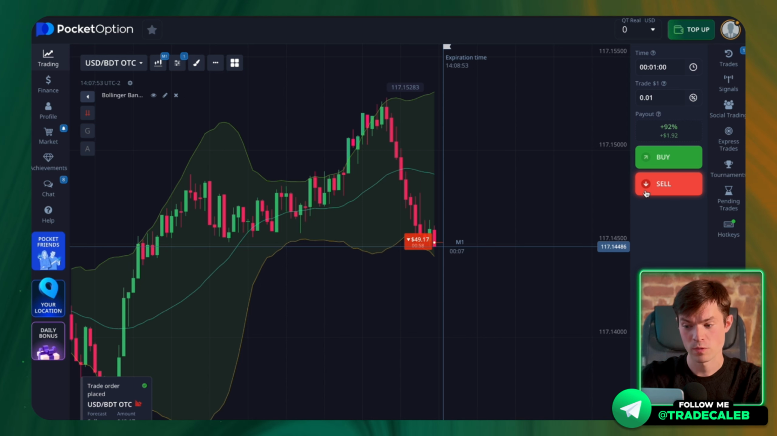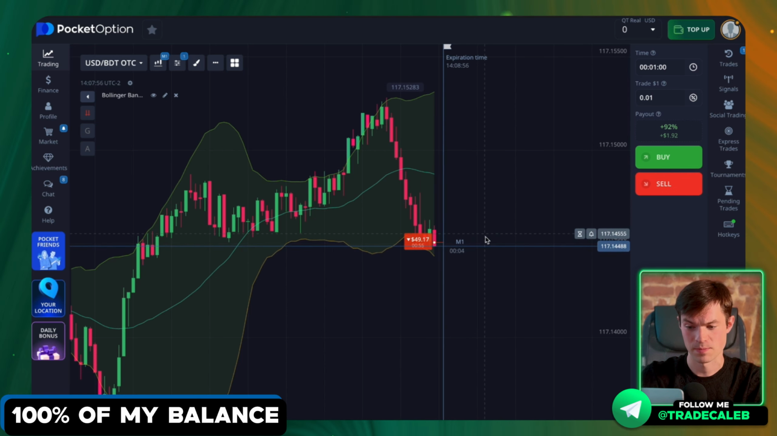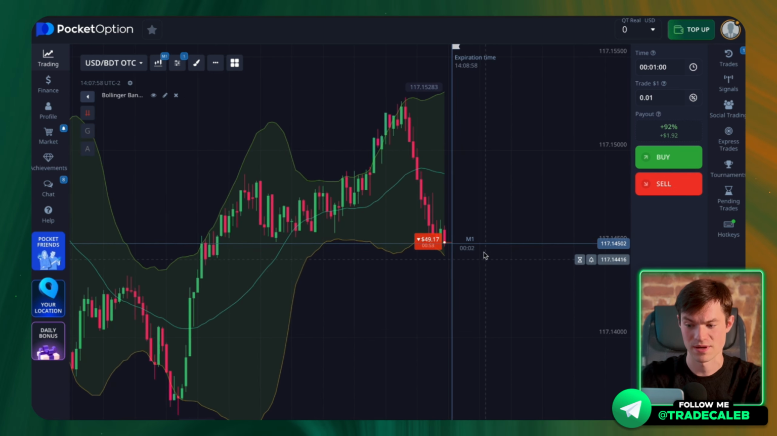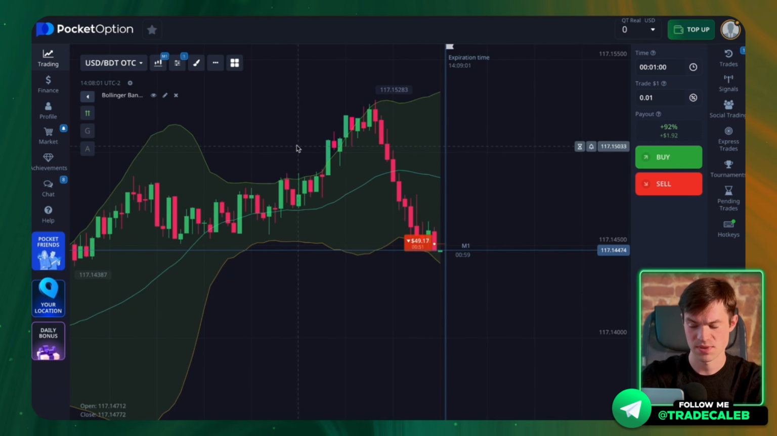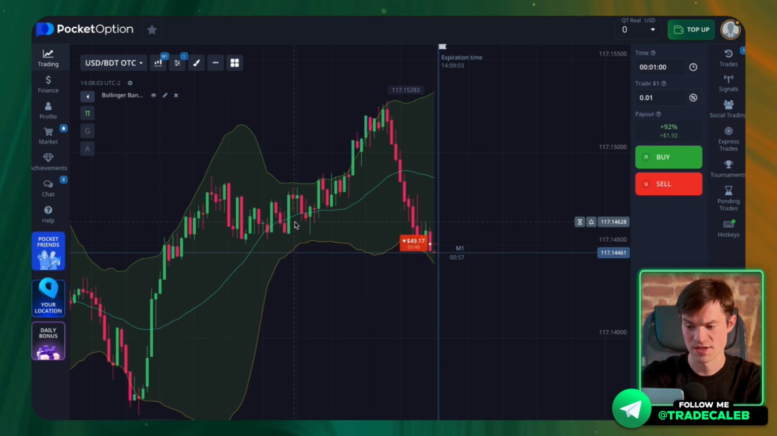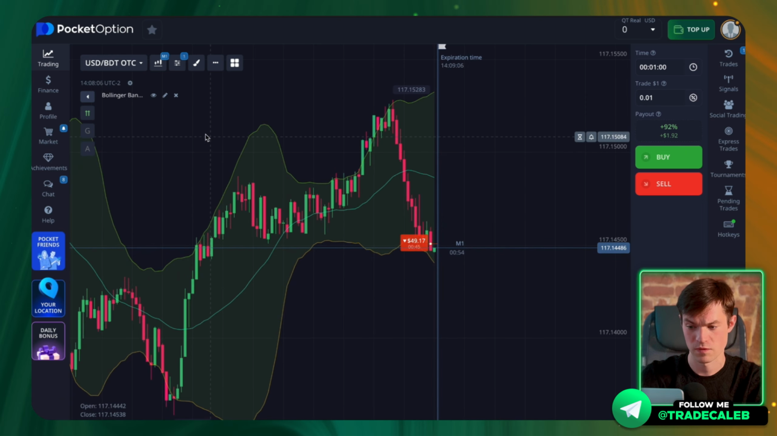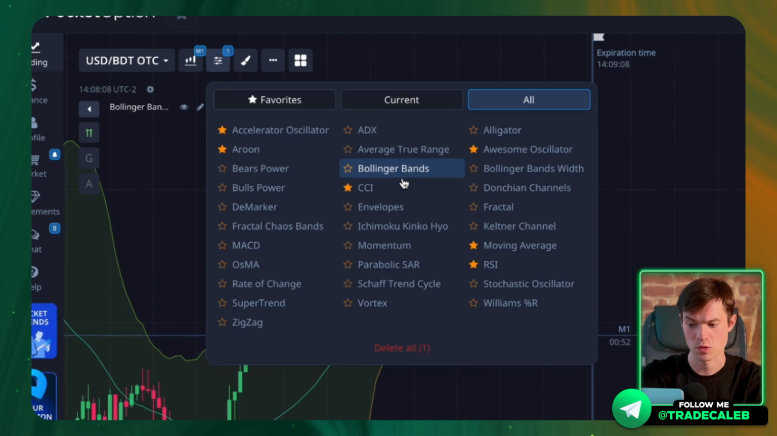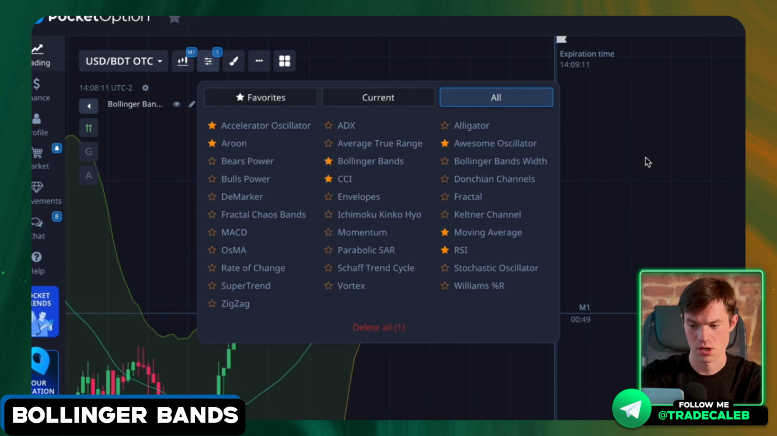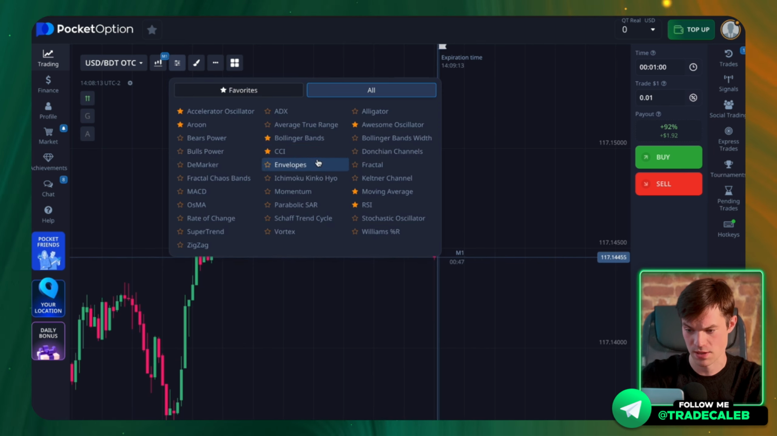Pocket Option balance. I will go right now into the trade on 100% of my balance because there are no other chances to increase your deposit 20 times. The strategy today is very simple. We will just use one indicator, which is called Bollinger Bands. You add it, let me do it together with you.